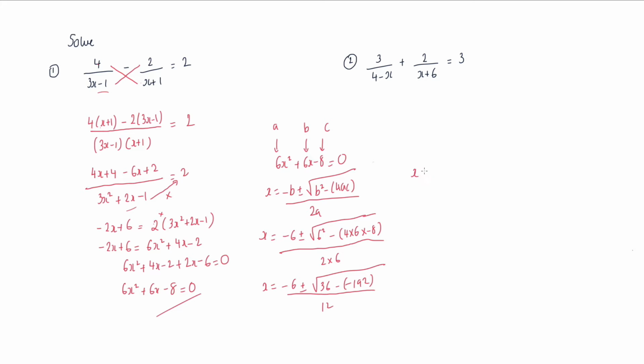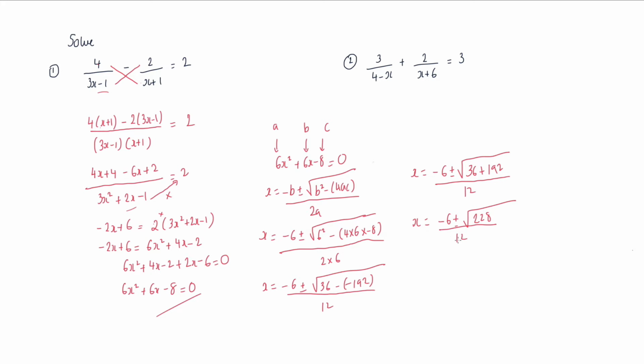So when we write this here, we have minus 6 plus and minus the square root. Now, 36 minus minus 192. That minus and minus means plus, right? So it should be 36 plus 192, because the two minuses become a plus, over 12. So that will give me minus 6 plus and minus the square root of 36 plus 192, that's 228, over 12.